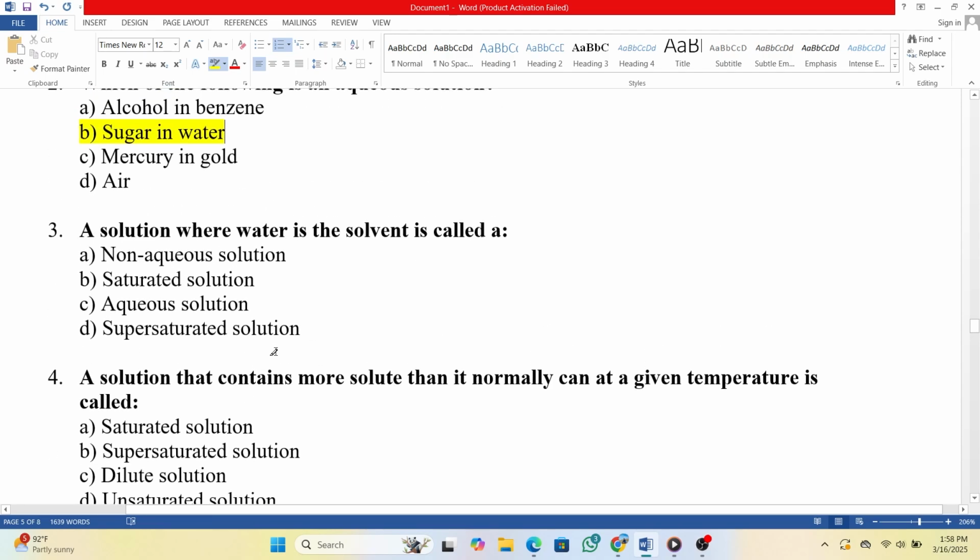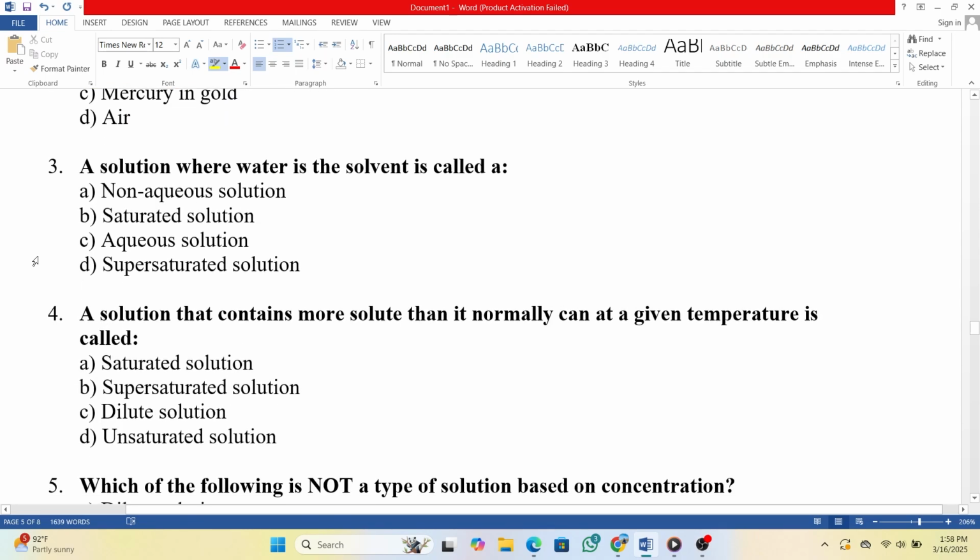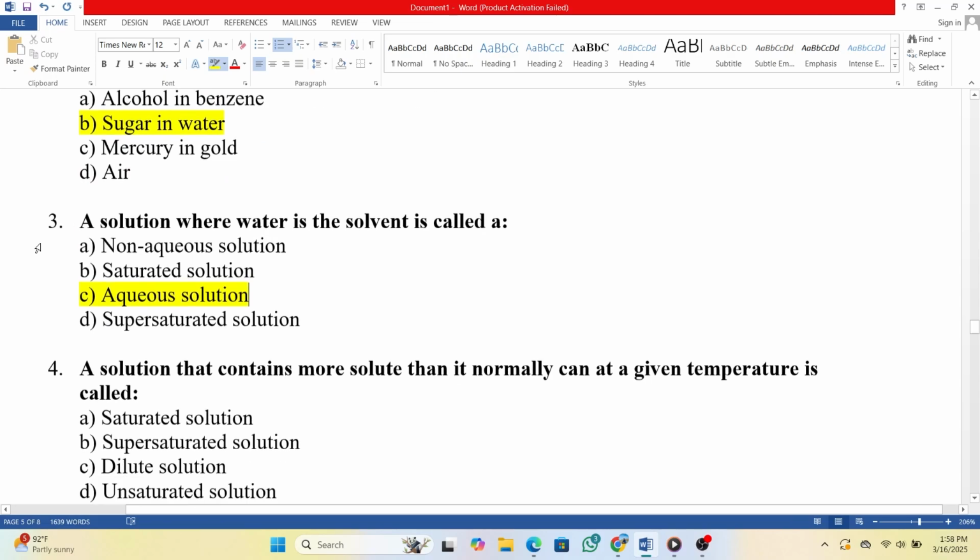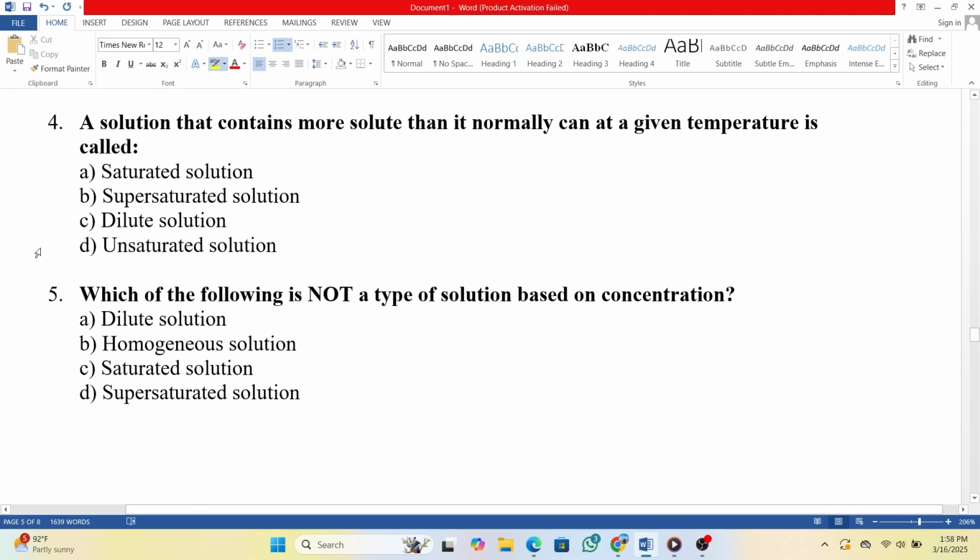A. Non-aqueous solution. B. Saturated solution. C. Aqueous solution. D. Supersaturated solution. Answer, C. 4. A solution that contains more solute than it normally can at a given temperature is called A. Saturated solution. B. Supersaturated solution. C. Dilute solution. D. Unsaturated solution.